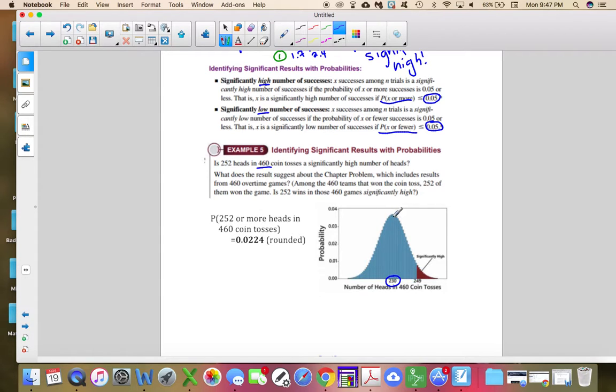No. But this bell curve says that the majority, or the highest tower here, is exactly at 230. Most of the cases when I flip 460 coins are going to land with 230 heads up. Okay, and then it kind of tapers off from there. Every so often I might get some that are way out here where I have a lot of heads.